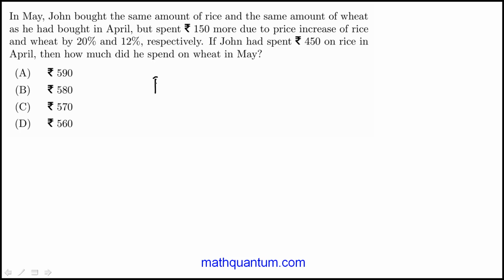So I'll define the price for rice and wheat to be P sub R and P sub W, and this is the price in April. And we're told that in May these prices are up 20% for rice, which means it would be 1.2 PR, and then for wheat would be 1.12 PW.